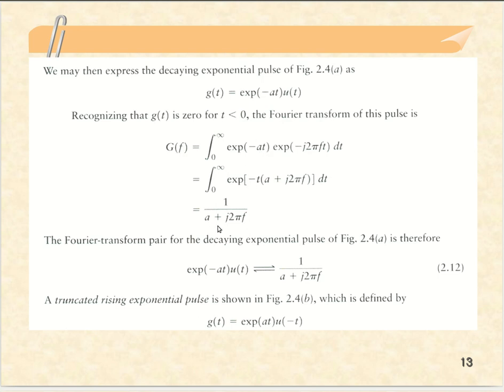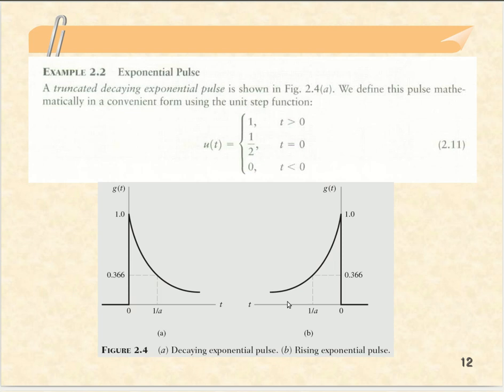The basic function is e to the minus a t. Here it is a plus. Remember this, because if you remove the minus you put it here. So the Fourier transform for a decaying exponential pulse is like this: 1 over a plus j2 pi f, or sometimes we remove 2 pi f and make it j omega. Okay, now let's take the other one, this one.